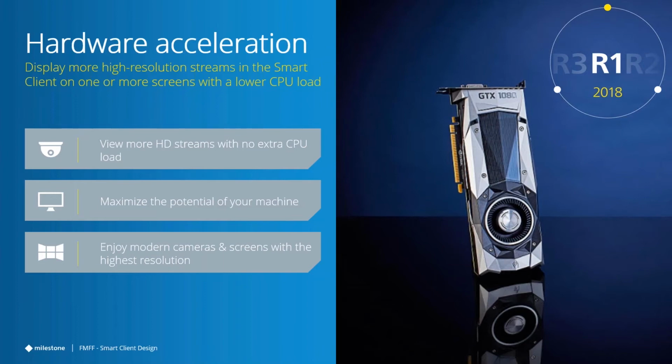Now we've actually done the same thing, but for NVIDIA video cards. So basically now what we're able to do is take that same concept, utilize one or multiple NVIDIA video cards, and decode H.264 or H.265 video streams that are coming in, and offload a lot of that CPU load onto the video cards.